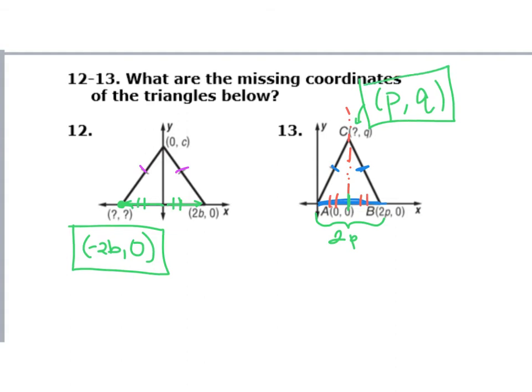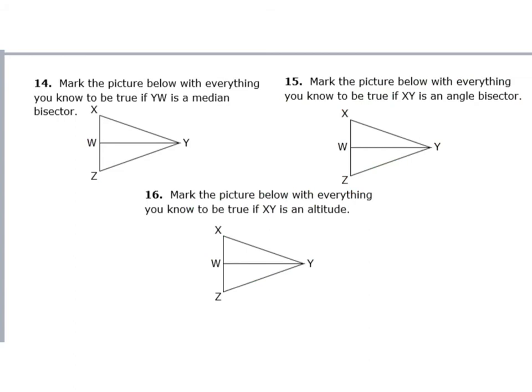Number 14. Mark the picture below with everything you know to be true if you have a median. Okay, so a median, the only thing I know about a median is that it starts at a vertex and it ends at a midpoint. So if W is a midpoint, that means it's dividing a segment into two congruent pieces. That's all I know about this picture. I don't know anything else.